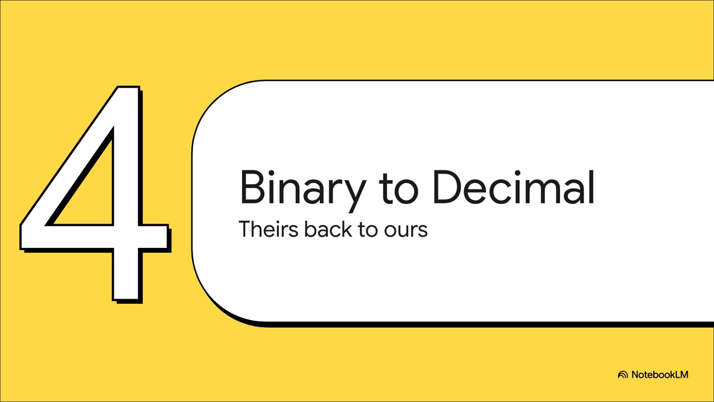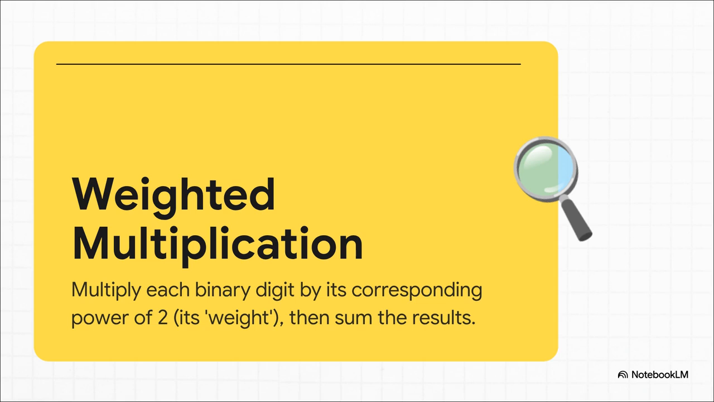But how does it talk back? Let's flip the script and turn that binary number 11010 back into a number that we can actually understand. This method is even more straightforward. It's called weighted multiplication. All we have to do is figure out what each position is worth, what its weight is, and then we just add up the values for all the positions that have a 1 in them.